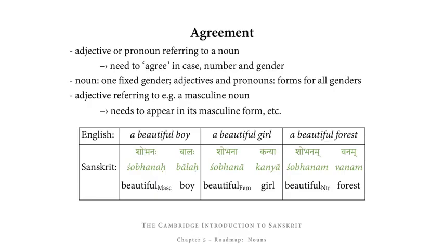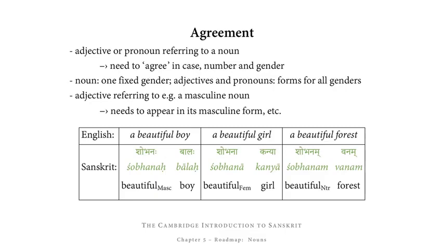If you look at the table on here, you can see in the English examples, a beautiful boy, a beautiful girl, a beautiful forest. The word beautiful each time appears in exactly the same form. In Sanskrit, on the other hand, the adjective beautiful needs to appear in its masculine form if it agrees with a masculine noun or if it refers to a masculine noun, in its feminine form if it refers to a feminine noun, and in its neuter form when it refers to a neuter noun.